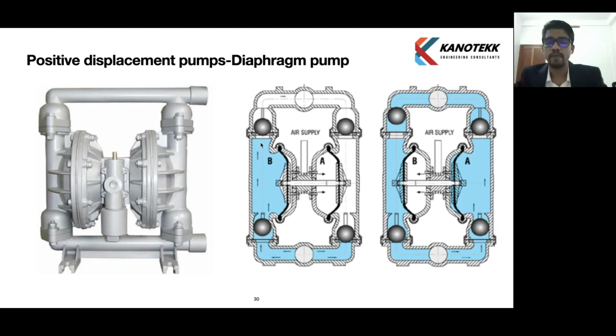Okay, now we will go for the next type, positive displacement pump. Earlier we discussed centrifugal pumps, which come under the dynamic pump category. Now we will go for positive displacement pump, which is the second category. Different types of pumps are there. First is a diaphragm pump. This is used widely in industry, like air supply or other kinds of operation. So we will see how it works. The first is a picture of the pump, and second is how it inflates and deflates. This is a double diaphragm type pump. So how it operates, we will see in a video.